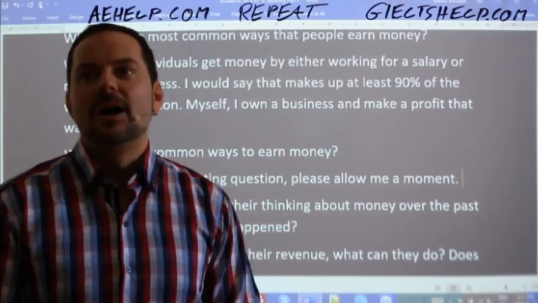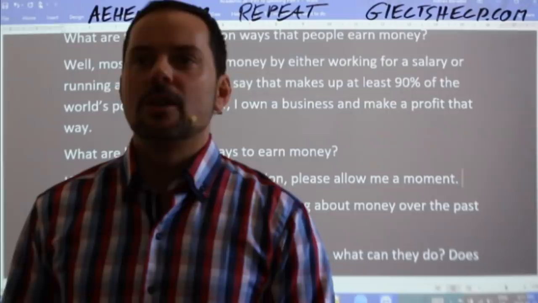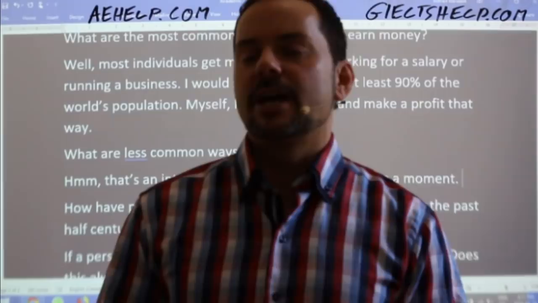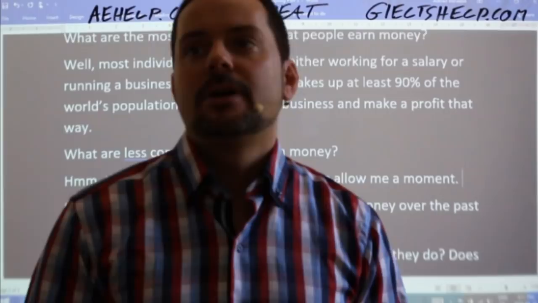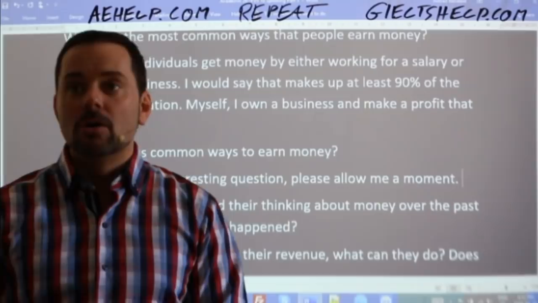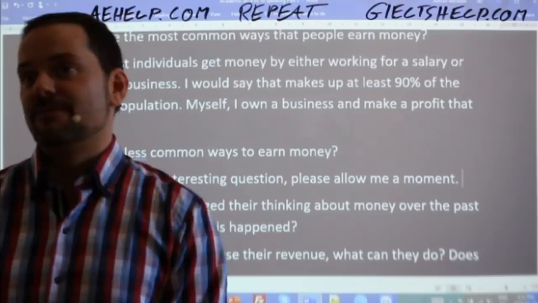Careful, Chinky, with too much leading expressions. So, well, according to me, the least preferred path, a little bit awkward. Chinky, I would say, according to me, a less common path for people to get money is from lottery or other types of gambling. Like my uncle, who won a couple million dollars a few years ago on the lottery. Okay.